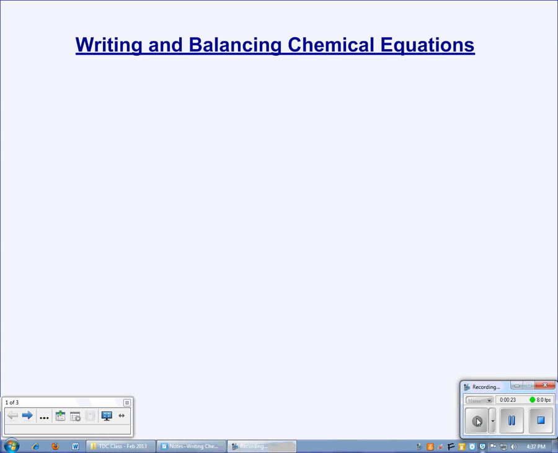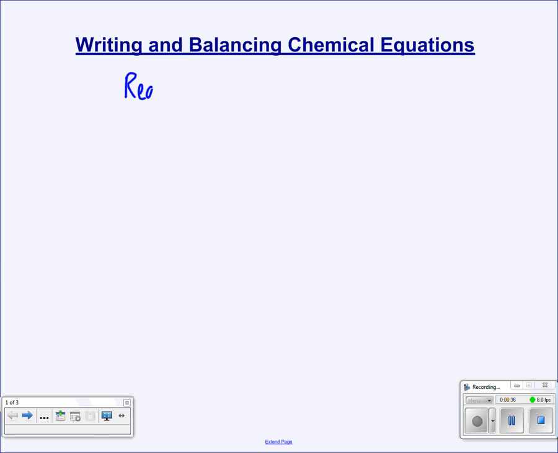One of the first things students often ask me is, Mr. S, how can I tell which side of the chemical reaction contains the reactants, which side has the products? Well, it's pretty simple. The reactants are always found on the left-hand side. The products of a chemical reaction are always found on the right-hand side.